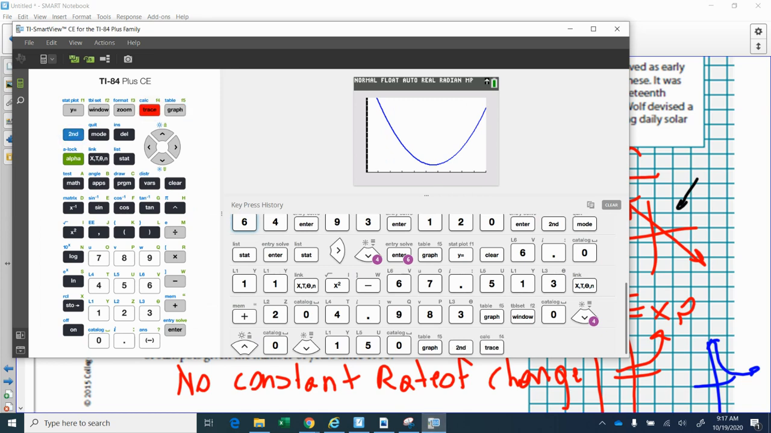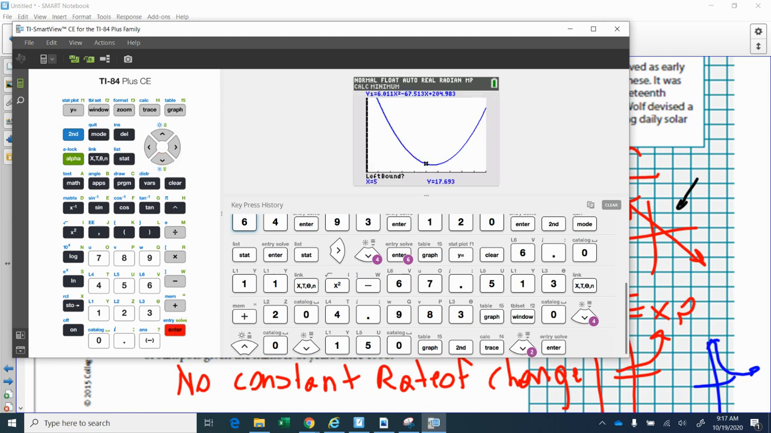If we hit second trace, which takes us to the calc button, they basically give us all these different options that we can use to help solve things from this chart. Zero tells me my x-intercepts. Maximum and minimum are pretty straightforward. We've used intersect before where two lines cross. So in this case, let's go ahead and try to find the minimum.